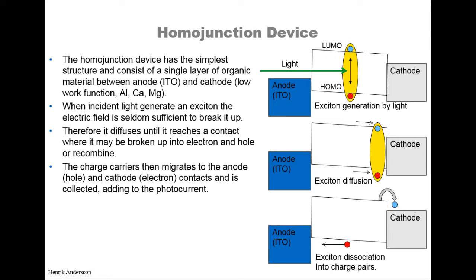The homojunction device has the simplest structure and consists of a single layer of organic material between the anode and cathode. When the incident light generates an exciton, the electric field is seldom sufficient to break it up, and therefore it diffuses until it reaches a contact where it may be broken up into an electron and a hole, or it could also recombine. The charge carrier then migrates to the anode and cathode and is there collected, adding to the photocurrent.